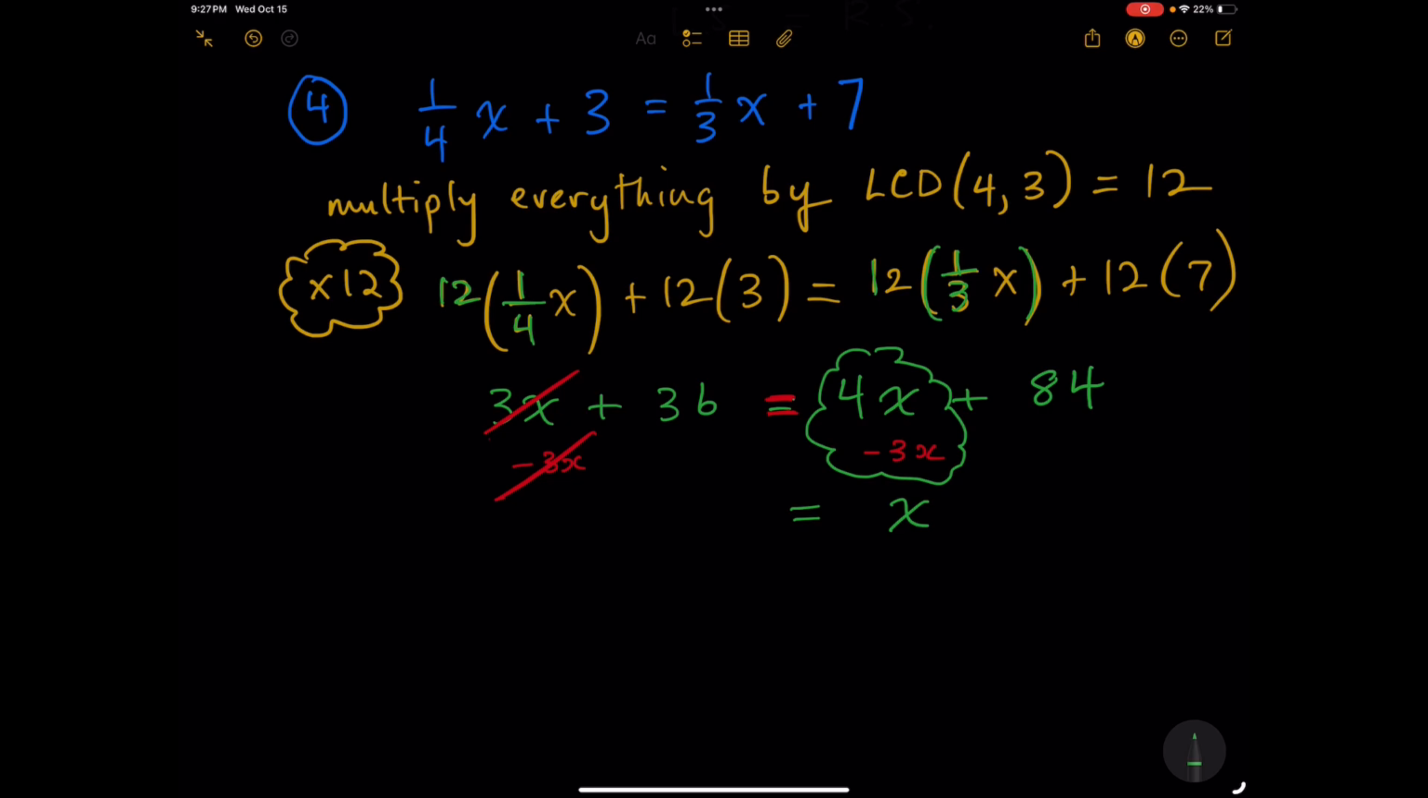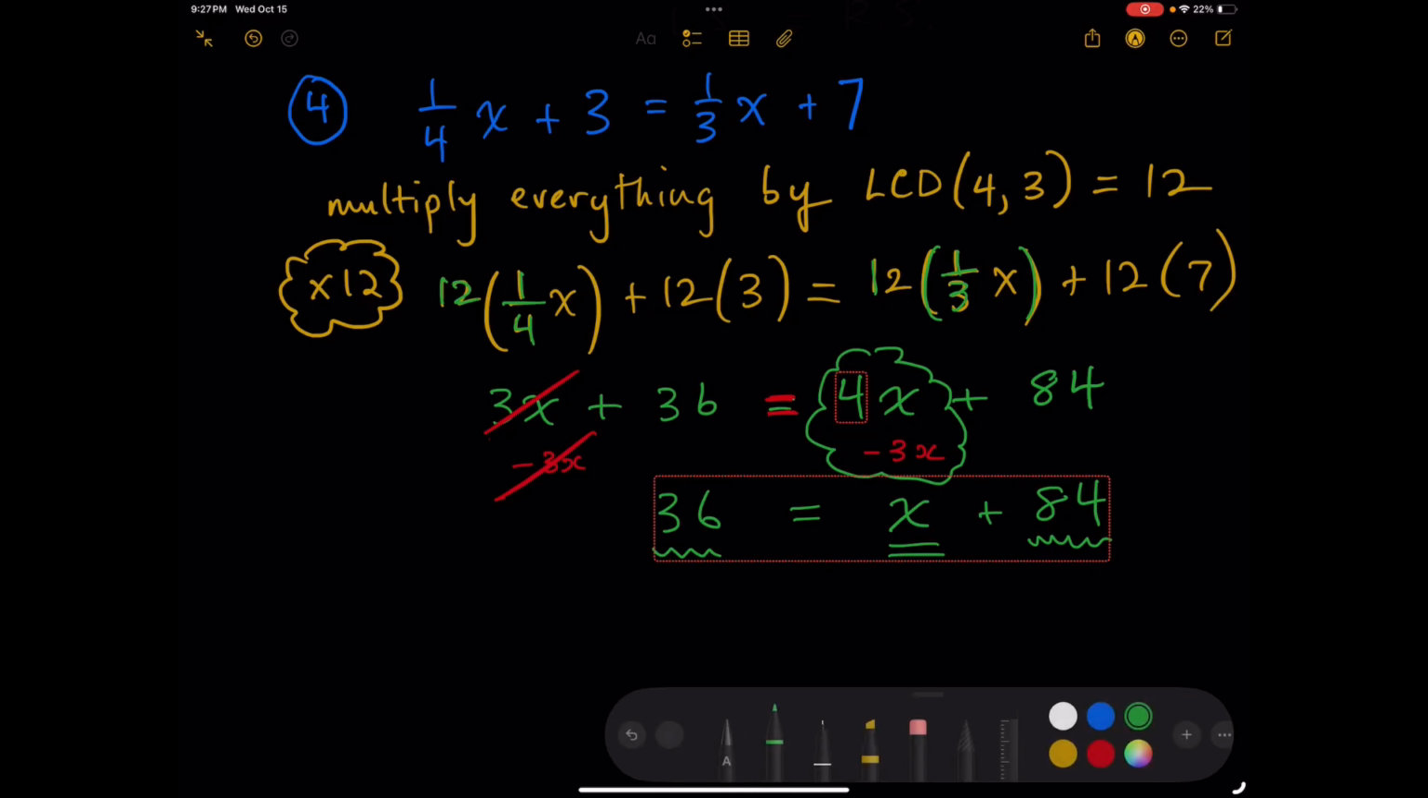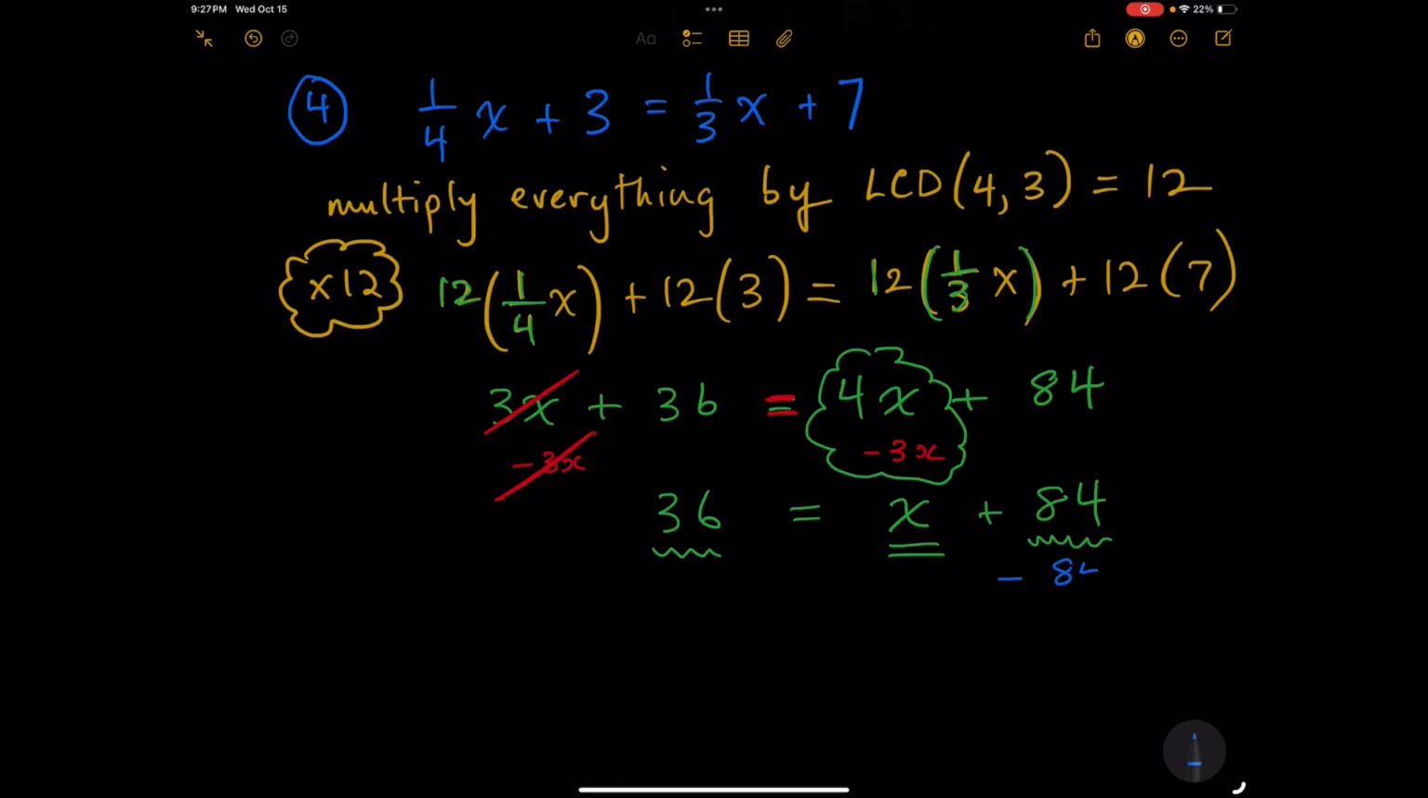Okay, I'm going to write this 36 here and this plus 84. And this is kind of interesting. We're taking a number x and we're going to add a pretty big number and end up with a smaller number. So probably the answer is going to be negative. And we'll see, in fact, that that's true, because what I'm going to do here is take away 84 from both sides of the equation.